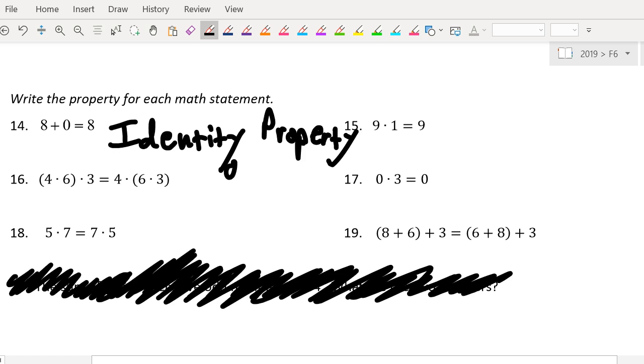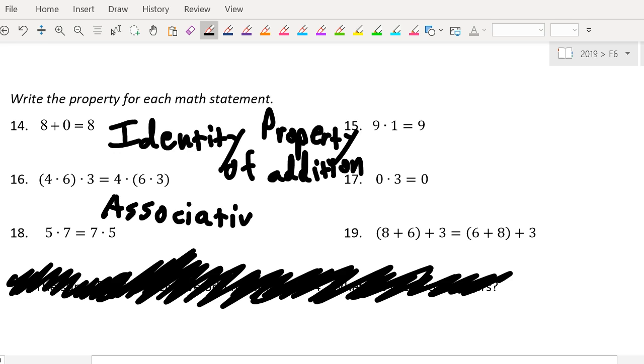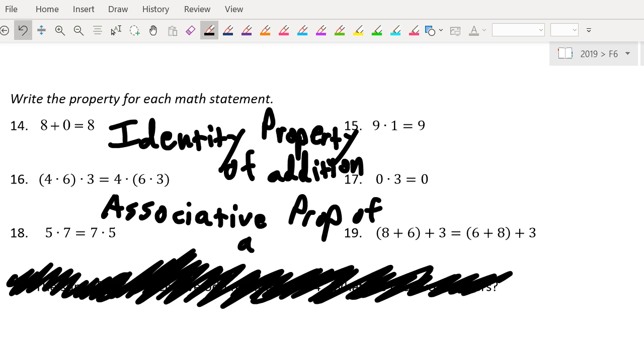Now you have to put that. Number 16 is associative, and the operation is multiplication. Excellent. Associative property of addition. Good. Oh, why was I looking? Because associative starts with an A. Good job. Multiplication. My mistake.